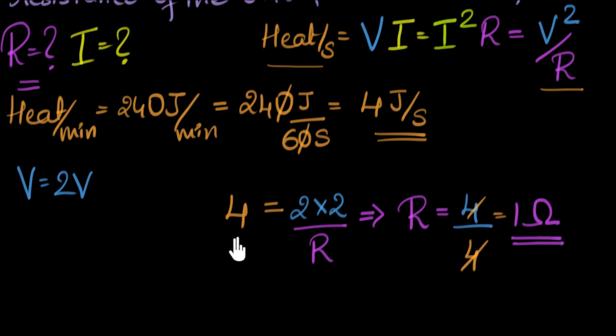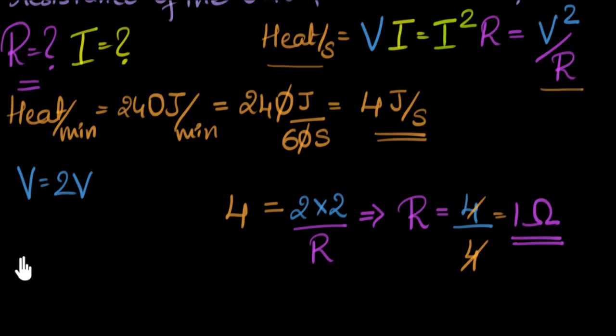All right. What else do we want to find out? We want to find out what's the current. Well, now there are a couple of ways in which we can do this. Either we can go ahead and use Ohm's law, V equals IR, because we know V and we know R, and so we can calculate I, or you can also use this formula and calculate. You should get the same answer. So I'm just going to go ahead and use Ohm's law.